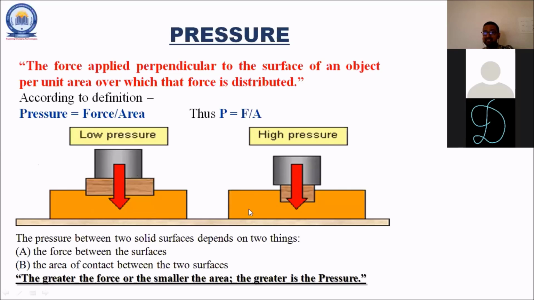Considering this example, we can conclude that the pressure between two solid surfaces depends on two important things: the force between the surfaces and the area of contact between the two surfaces. The final and important point to remember: the greater the force or the smaller the area, the greater is the pressure. This is the fundamental and most important point to be understood in mechanical systems whenever we are dealing with pressure.